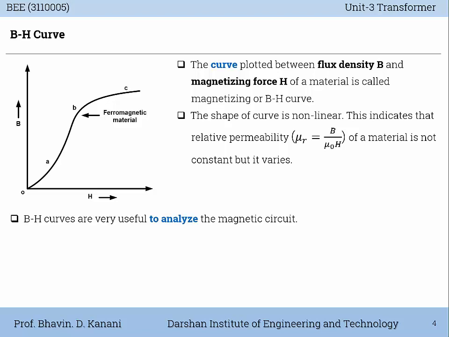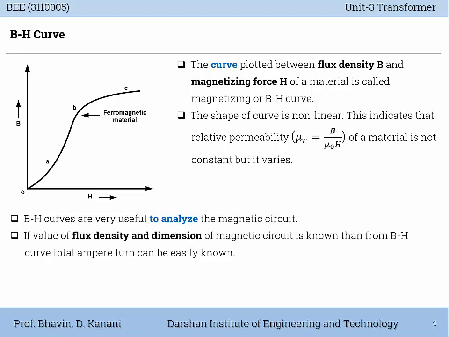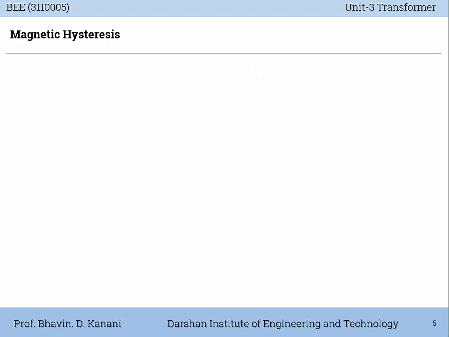BH curves are very useful to analyze the magnetic circuit. If the value of flux density and dimension of the magnetic circuit are known, then from the BH curve the total ampere turn can be easily known.